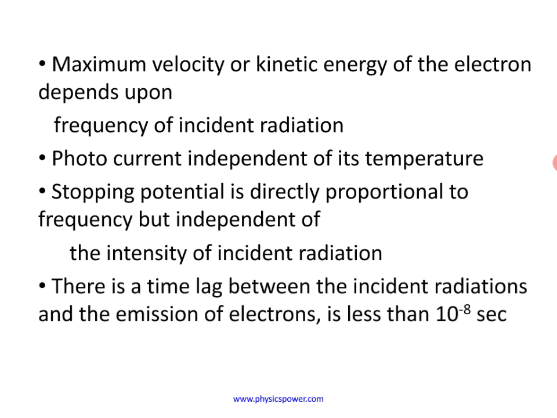Next, there is a time lag between the incident radiation and the emission of electrons. For example, a photon is incident on the metal surface and an electron is picked out from the metal surface, but a small gap is there. The photon hits the metal plate and the electron comes out. In the middle, a gap of about 10 to the power of minus 8 second is there, the time lag. So this is about the photoelectric effect.